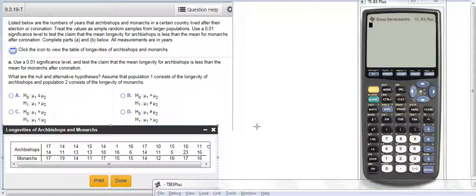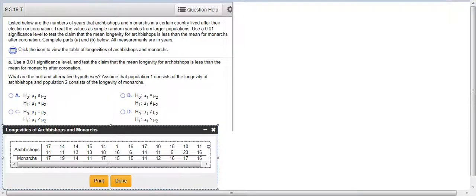All right, so here we're going to do a two-sample t-test for this one as well. We have this data here. The first thing we need to answer is, based off this information, what are the null and alternative hypotheses? The null is that the means are the same, so mu1 equals mu2. They want us to test the claim that the longevity for archbishops is less than the mean for monarchs. So this is less than this, therefore mu1 is less than mu2, so we're going to choose C for that.